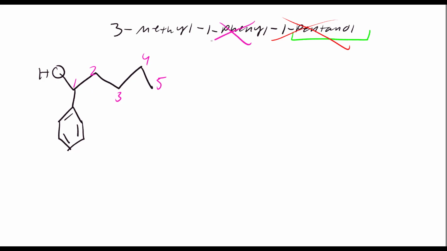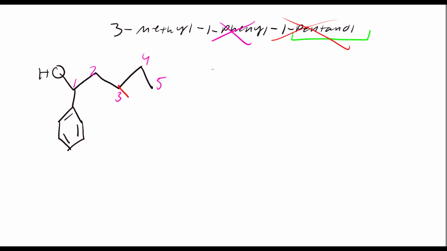That's good. It's on the first carbon as well. Now we have a 3-methyl. So we're going to put our methyl right here. Usually when it's going downwards, you want to put the methyl going downwards. You don't want to have it like that. Looks ugly. So you have a methyl.